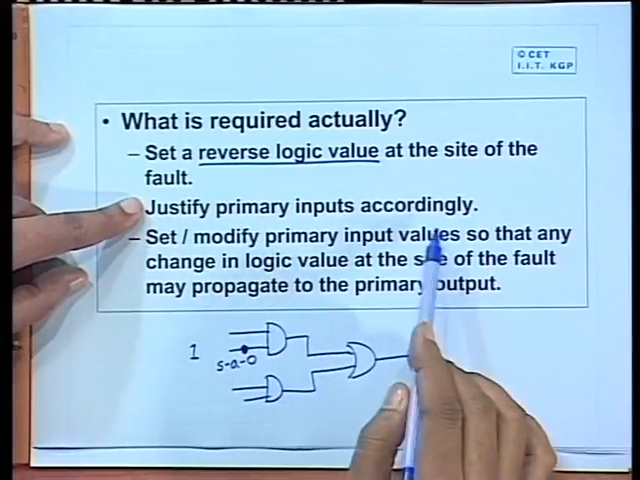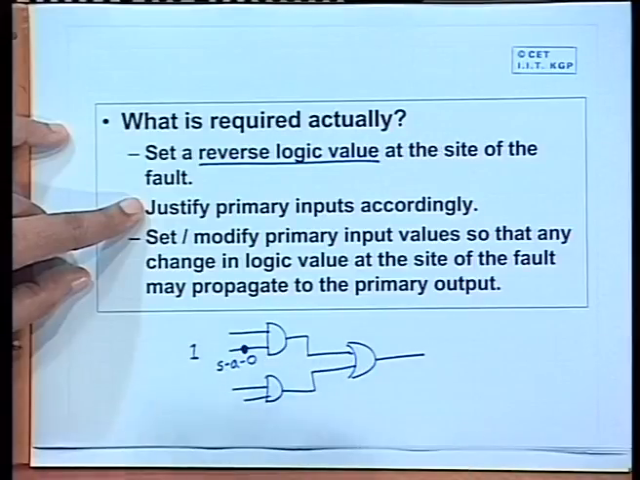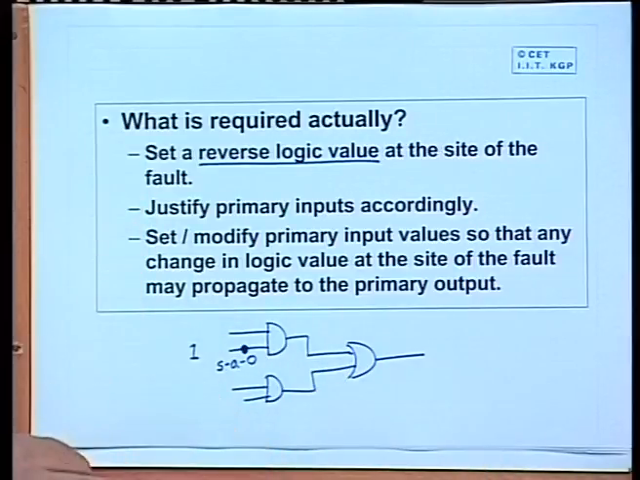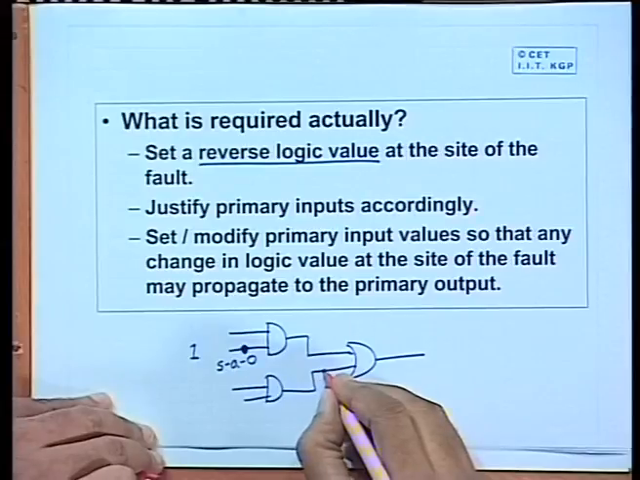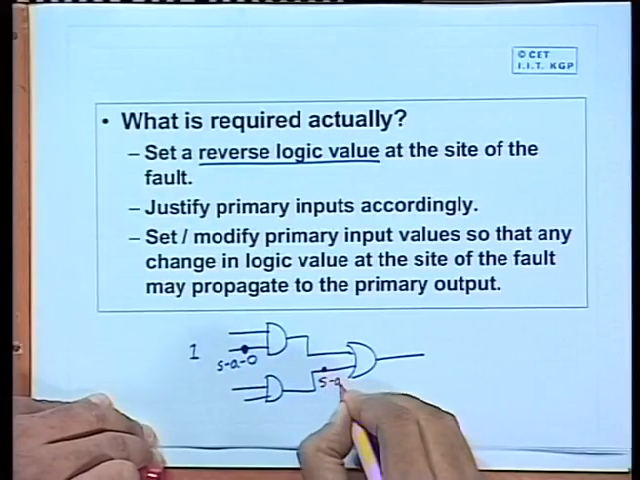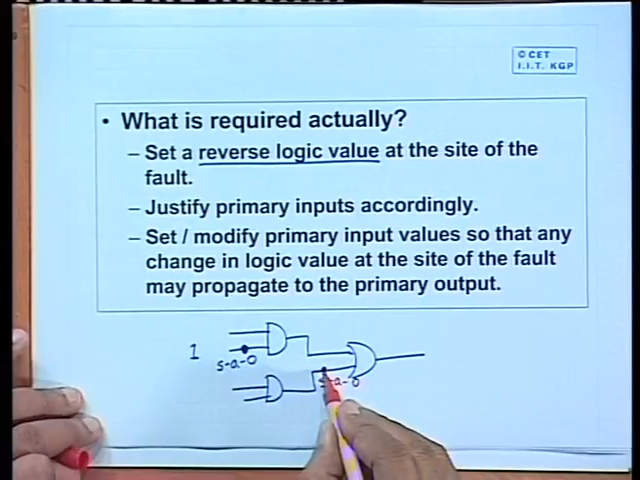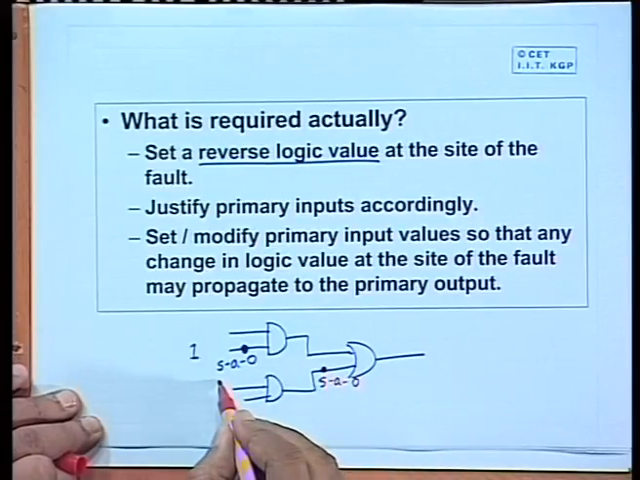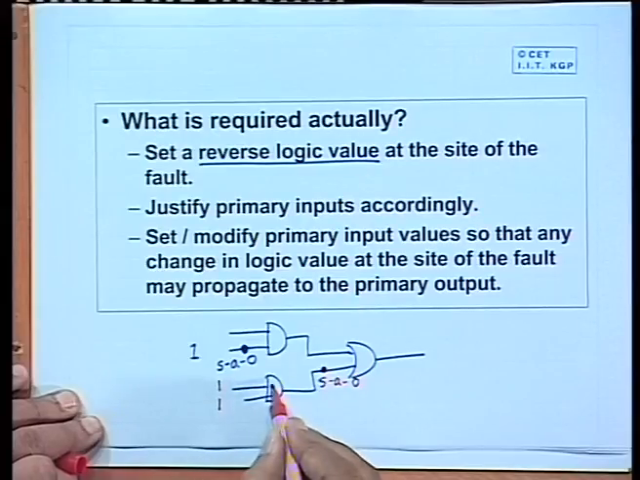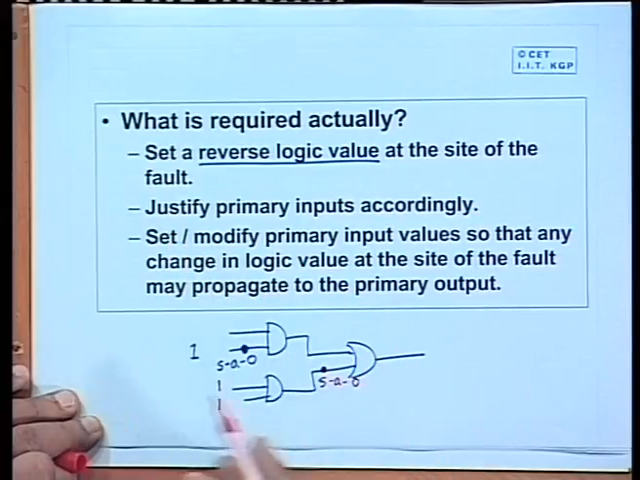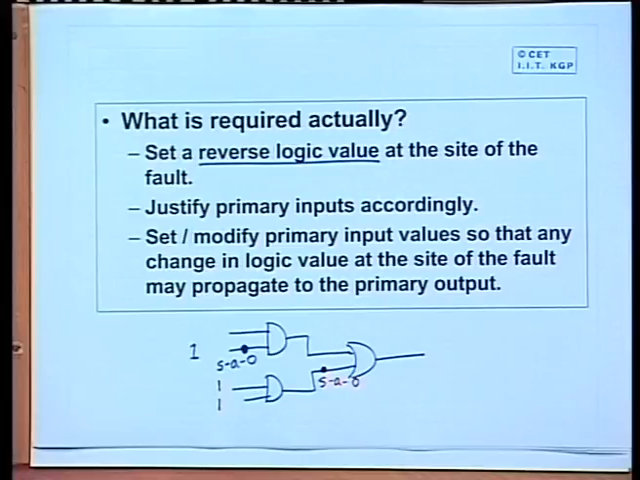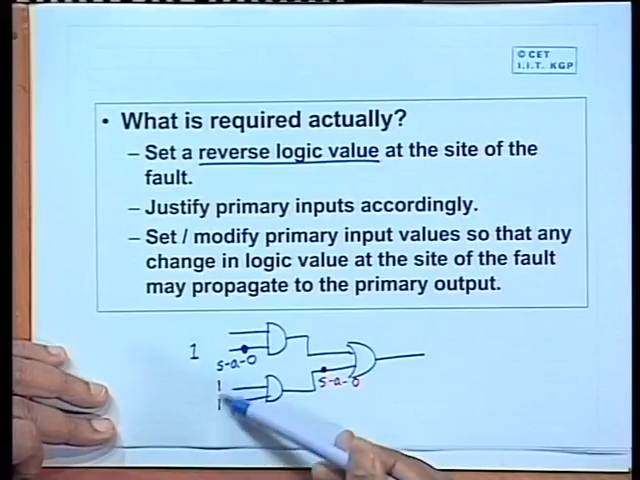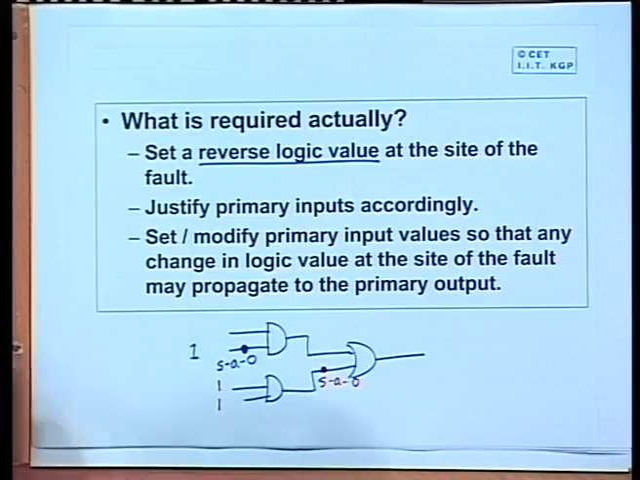and justify the primary inputs, which is required if there is an internal line. For example, if we were considering a stuck-at-0 fault here, in order to apply the reverse logic value 1 here, we will have to trace back and find out that we have to apply 1 1 to this AND gate. This is called justification of the primary inputs. Okay. So, in order to apply the reverse logic value, we have to trace back if necessary and apply the corresponding input values.